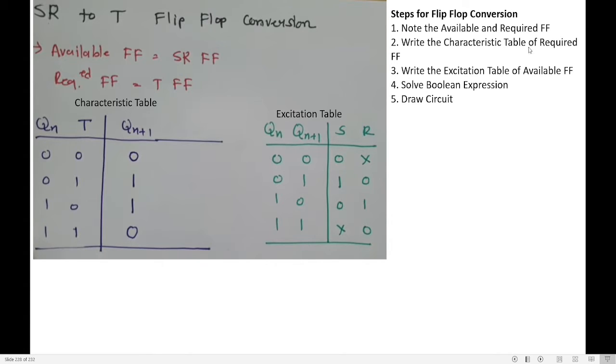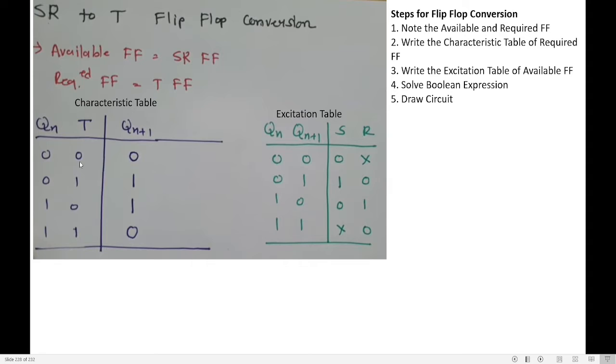Write the characteristic table of the required flip-flop. What is the required flip-flop? T. So I need to write the characteristic table of T. What is a characteristic table? Writing Q of n plus 1, the next state, depending upon the present state and input. Here, depending upon the present state and T. You all know T stands for toggle flip-flop.